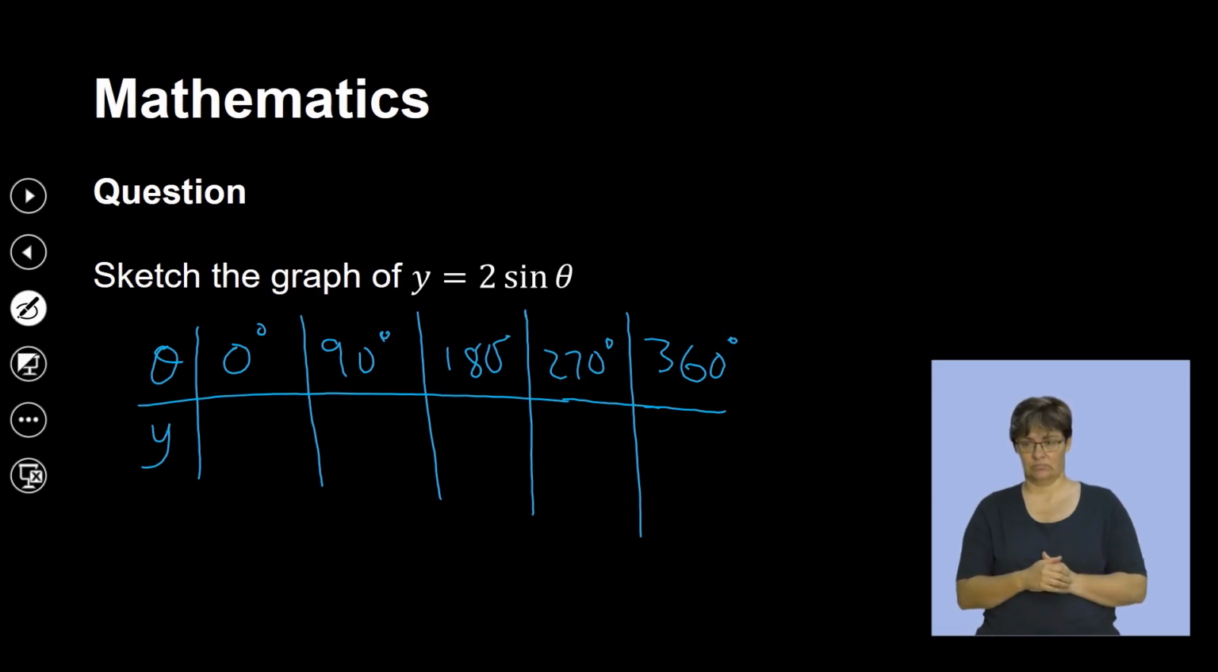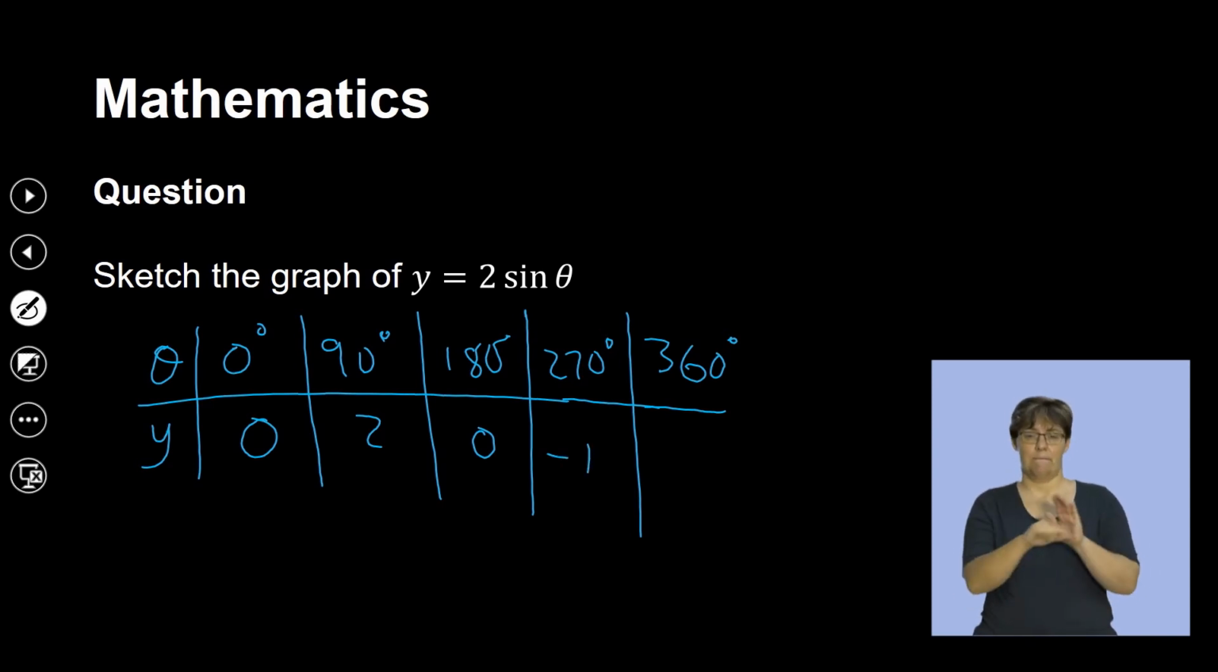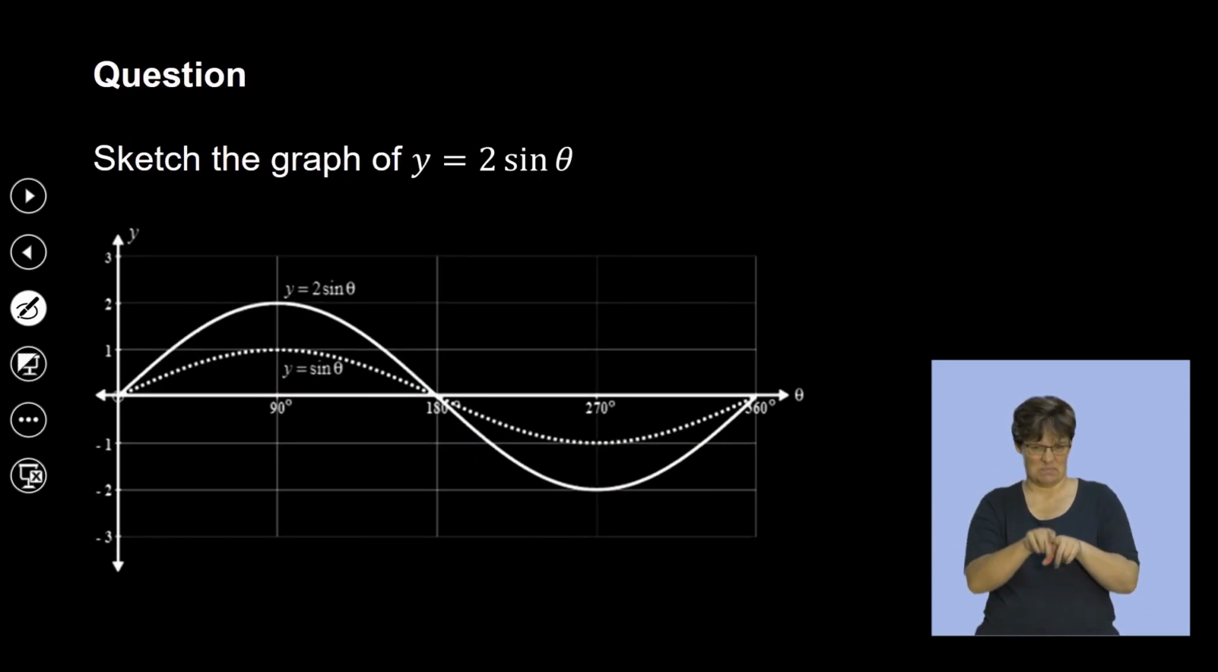If theta is 0, then 2 sine 0 degrees is 0. That's the y value. If theta is 90, then it will be 2 multiplied by 1, because sine 90 is 1, which gives me 2. 180 will be at 0. 270 will be at minus 2, and then 360 will be at 0. In terms of a graph, this will look something like this.